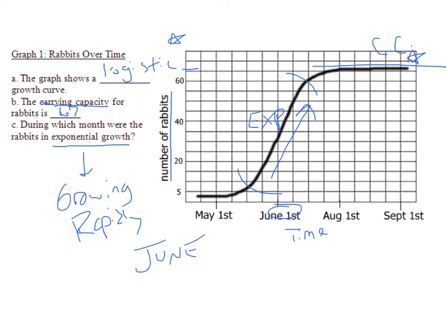So again, logistic curve has sort of this S-like shape to it. It will always level off, that's what makes it logistic, and it will include usually an exponential part which grows very rapidly. And so again, in this case, the carrying capacity for rabbits shown to us is approximately about 67 rabbits.